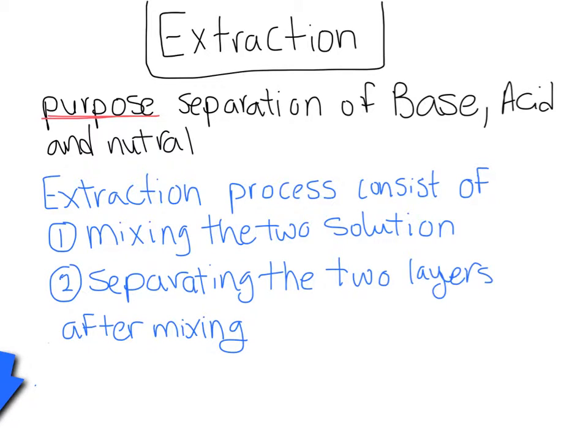So extraction is a technique to separate liquids from each other. And in this experiment, the liquids that we were separating were organic liquids. So we were separating base from acid from neutral. And extraction basically consists of two things. First of all, we've got to really mix the two liquids together. And then, once the two layers separate, we can extract the liquid that we want to extract.